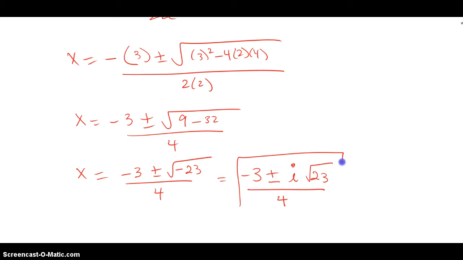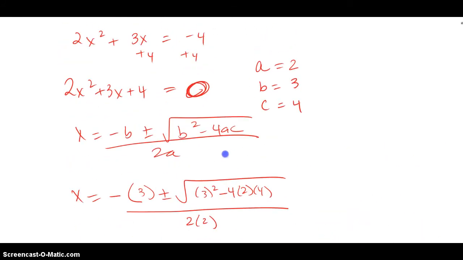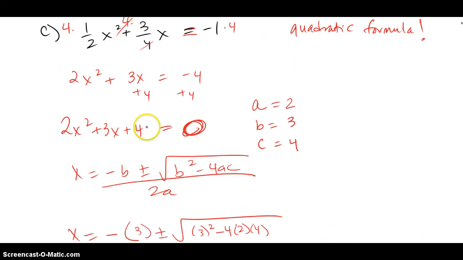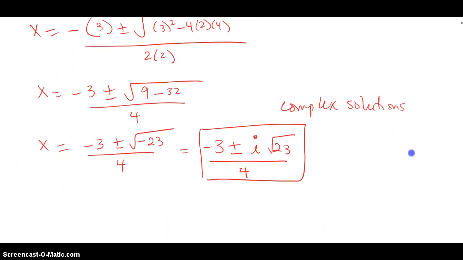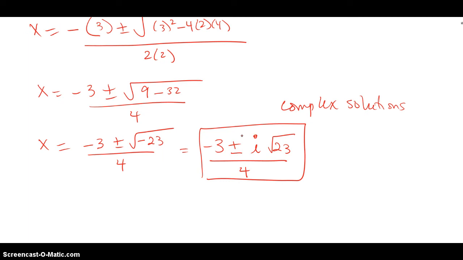There's nothing more to simplify, so I ended up with 2 complex solutions, which means if I'm looking at the graph of this parabola, if I set this equal to y, then my graph will have no x-intercepts because I ended up with complex solutions.